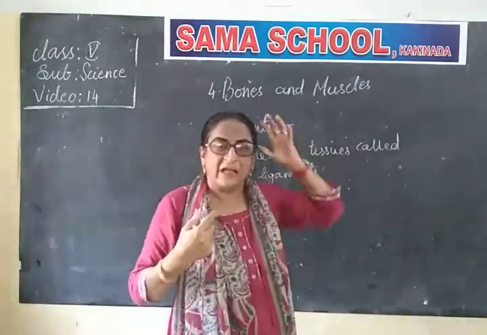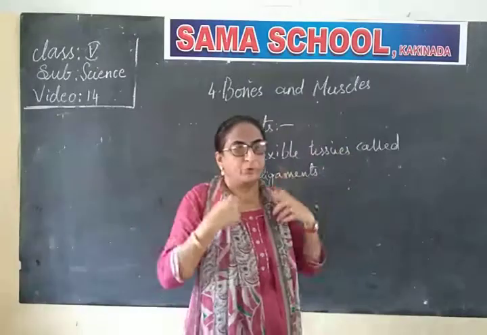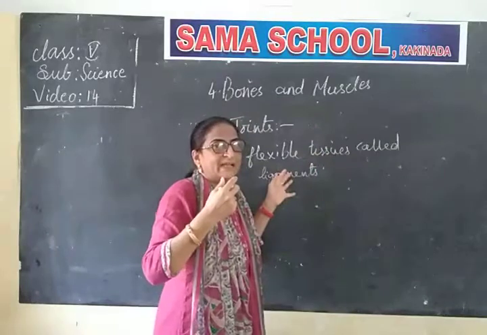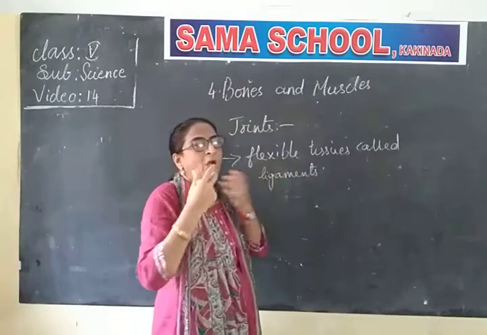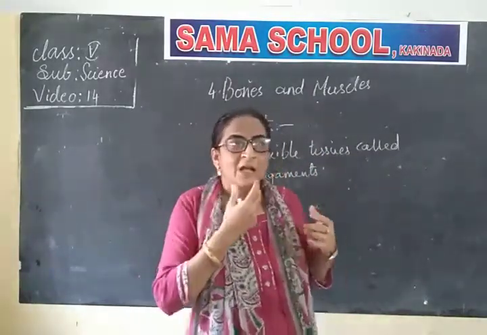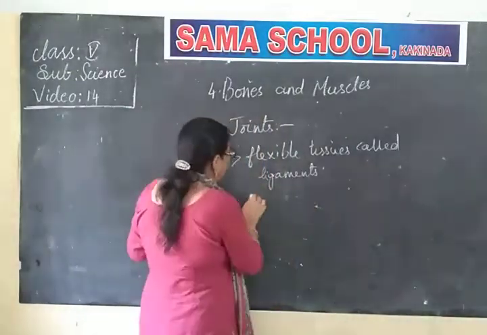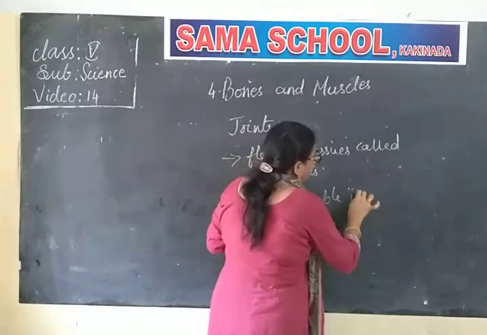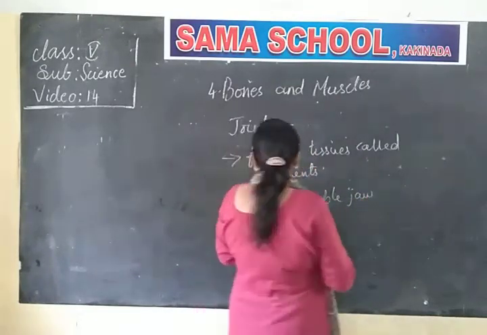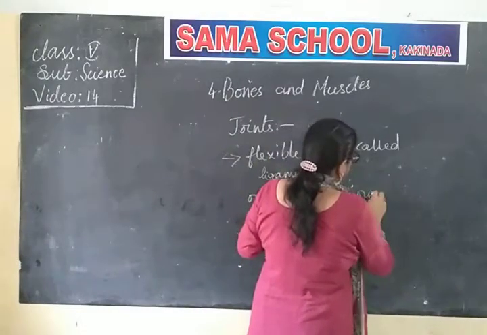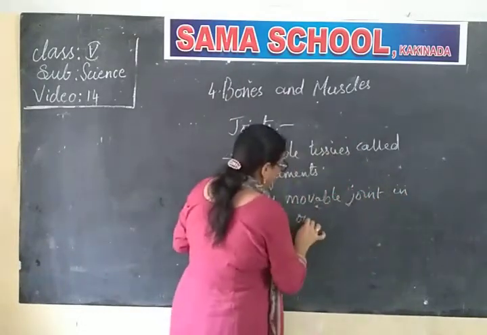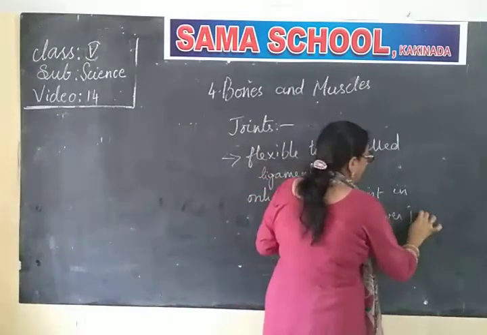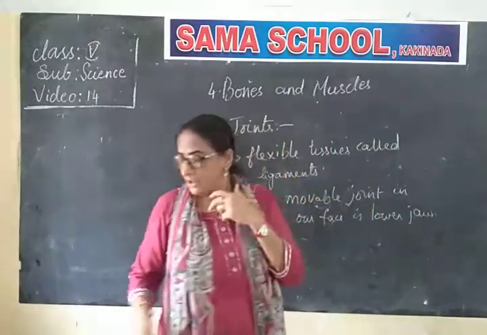We talked about our skull, and about the bones that are present in the skull. We have only one movable jaw, that is the lower jaw. The only movable joint in our face is the lower jaw, isn't it?